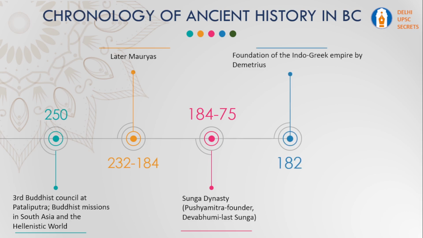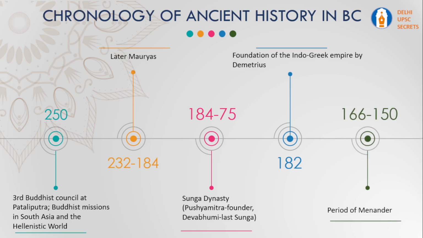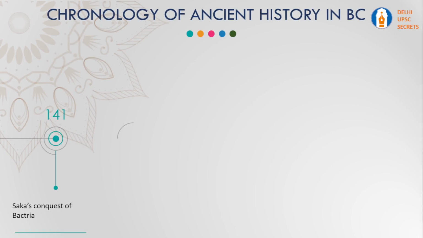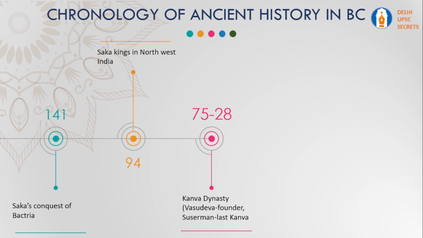182 BC marks the foundation of the Indo-Greek Empire in the northwestern region by Demetrius. And 166 to 150 BC is the period of Menander. Moving forward, 141 BC is the Shaka conquest of Bactria, and 94 BC is the Shaka kings in northwestern India. So you have the Shungas and then the Saka kings. The rise of the Indo-Scythians also happened. So later you have the Kushans and all.